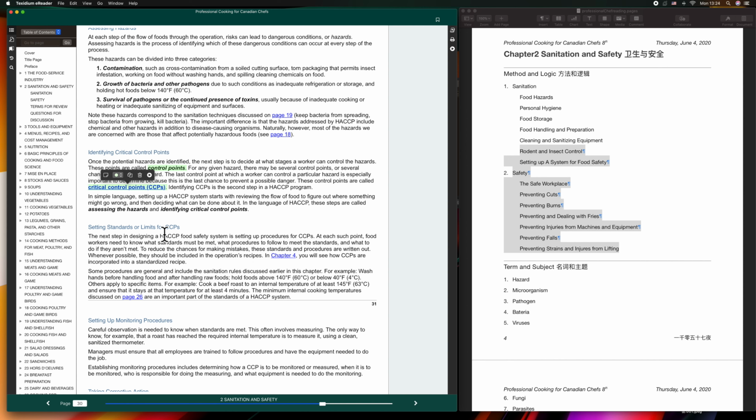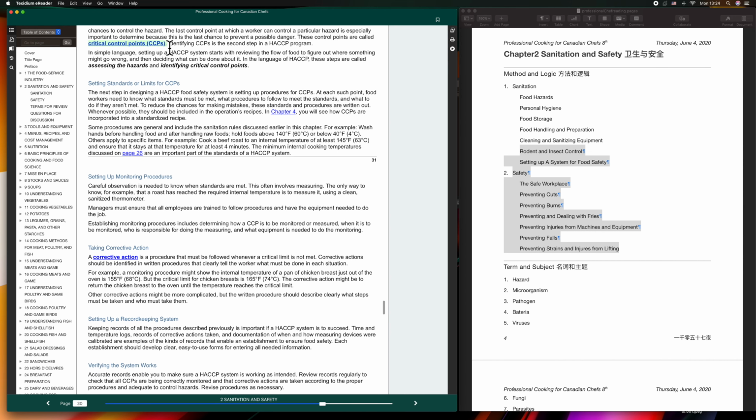In simple language, setting up a HACCP system starts with reviewing the flow of food to figure out where something might go wrong, and then deciding what can be done about it. In the language of HACCP, these steps are called assessing the hazards and identifying critical control points, setting standards or limits of CCPs.